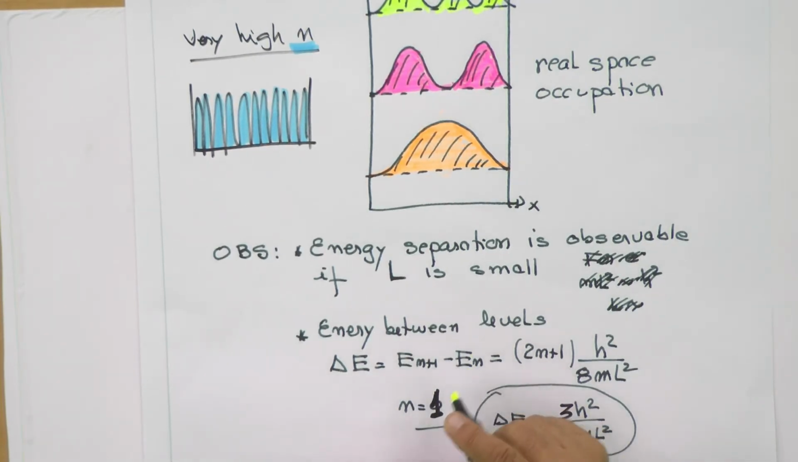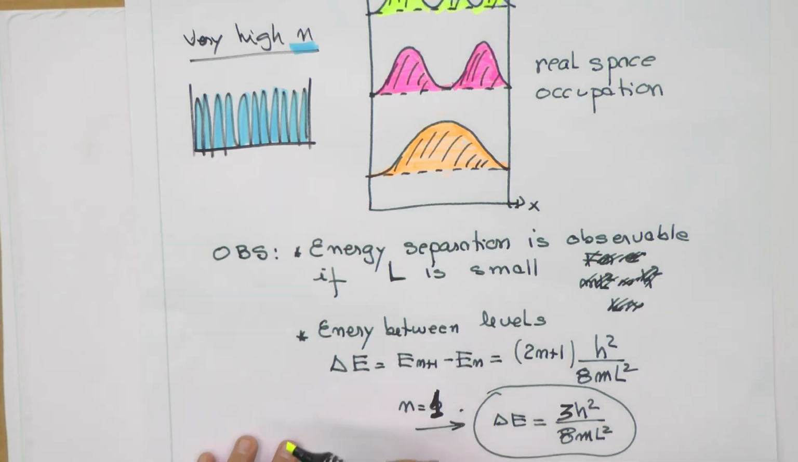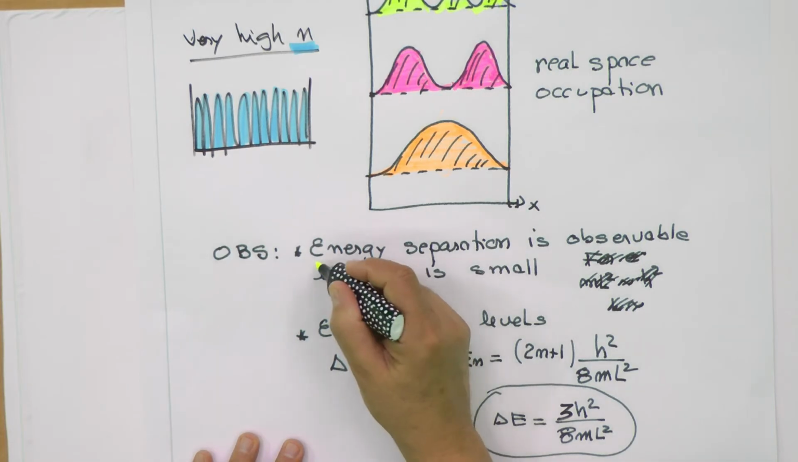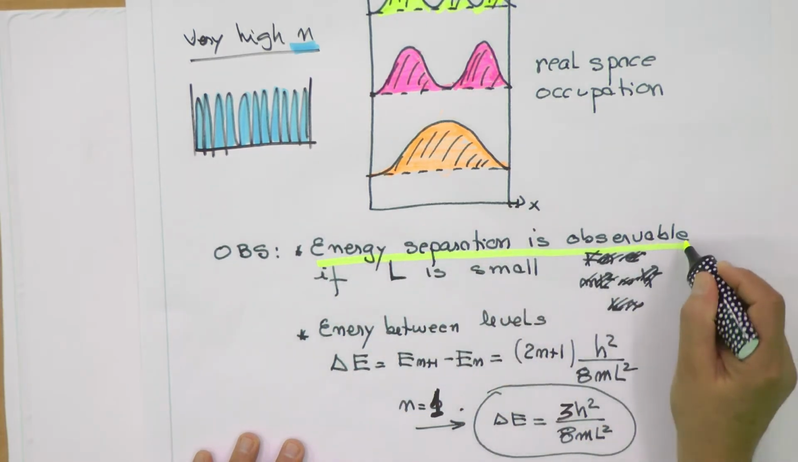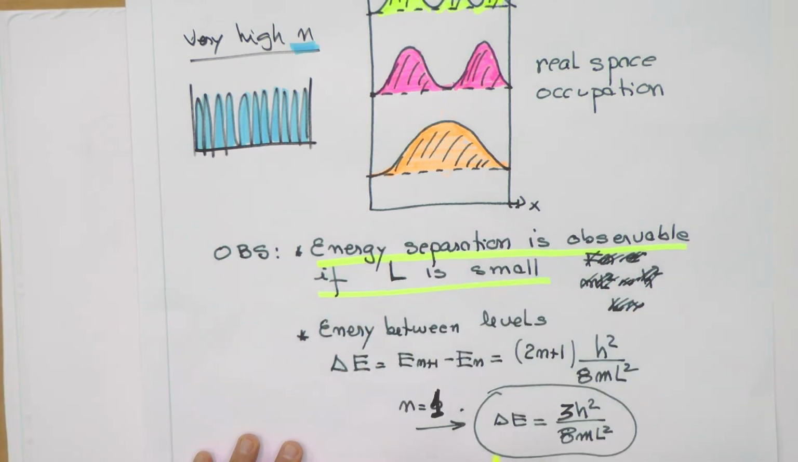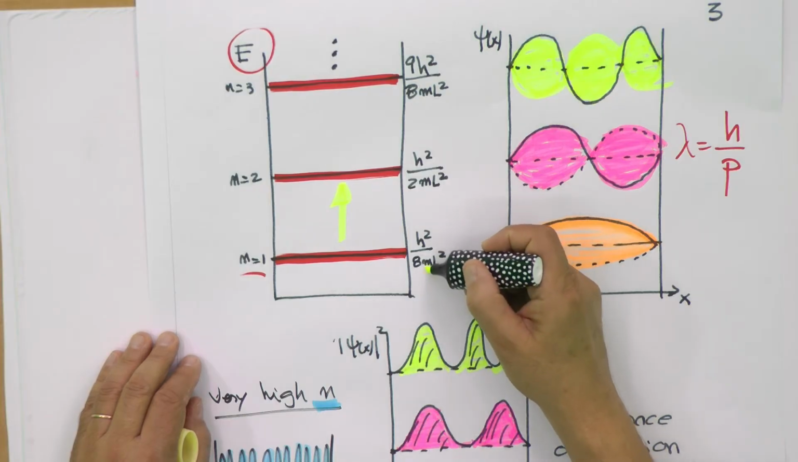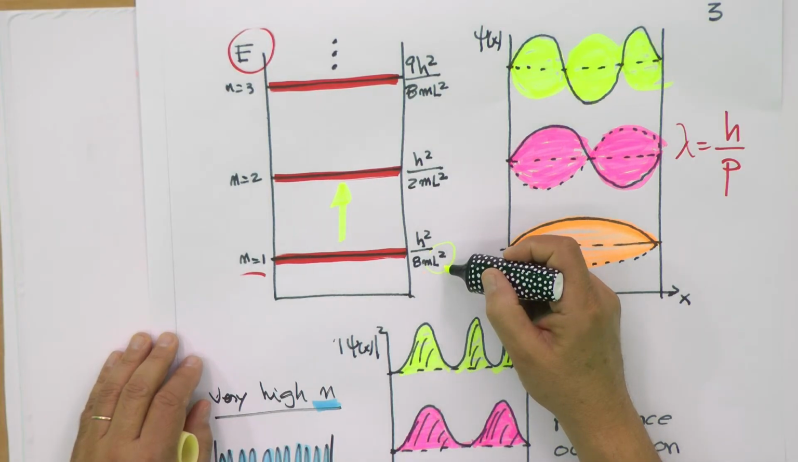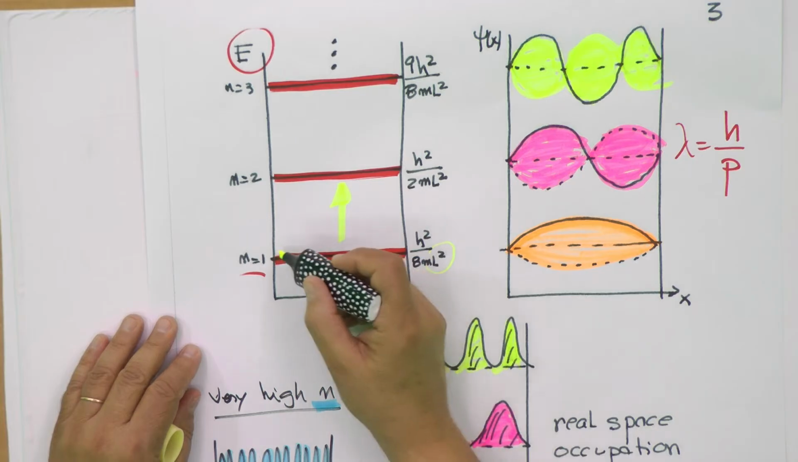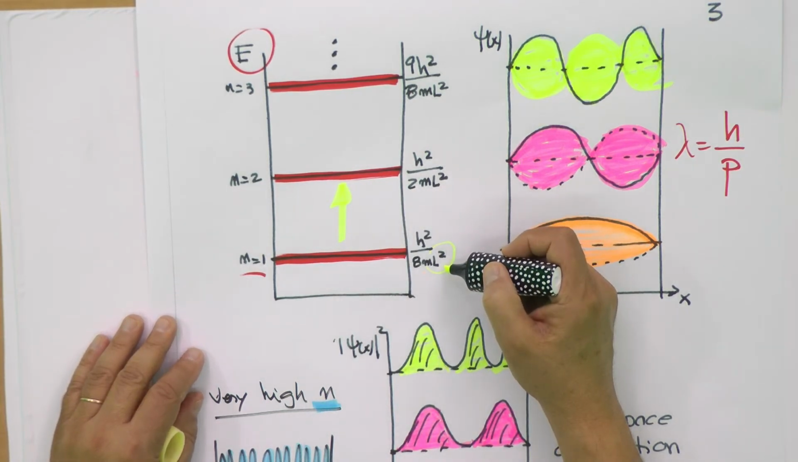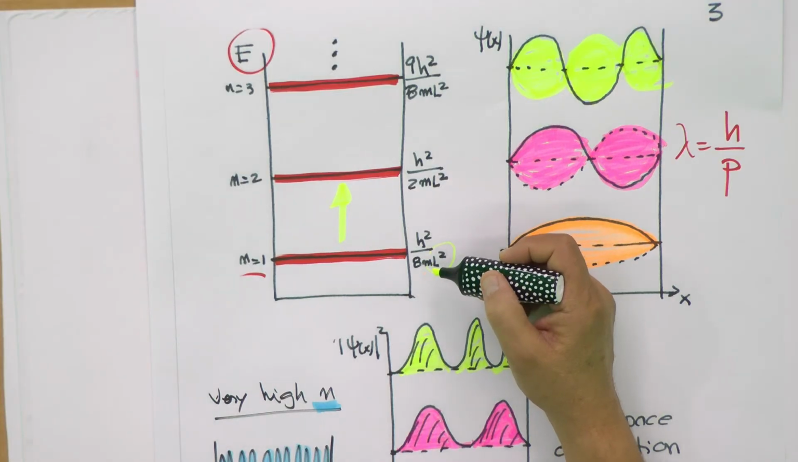But there is one thing here I wanted to remind you: the energy separation is observable when L is small. Why? Because the energy goes with L squared. If L is very big, these levels will be so close to each other because we are dividing by a big number. That is hard to observe.